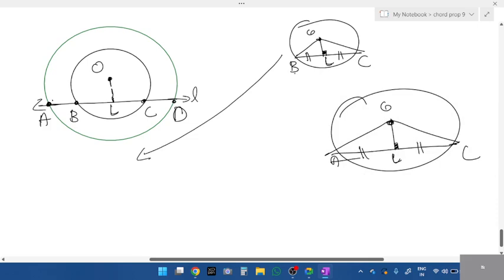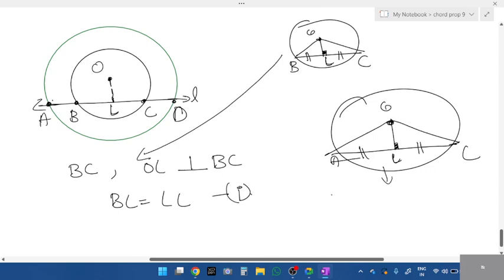In the smaller circle or the bigger circle? Okay, in the smaller circle, which is a chord, students? All of you respond. Which is the chord? BC is a chord, and OL is perpendicular to BC. Therefore, it splits into how many parts? Two halves. Which two sides are equal? BL is equal to LC. First equation.